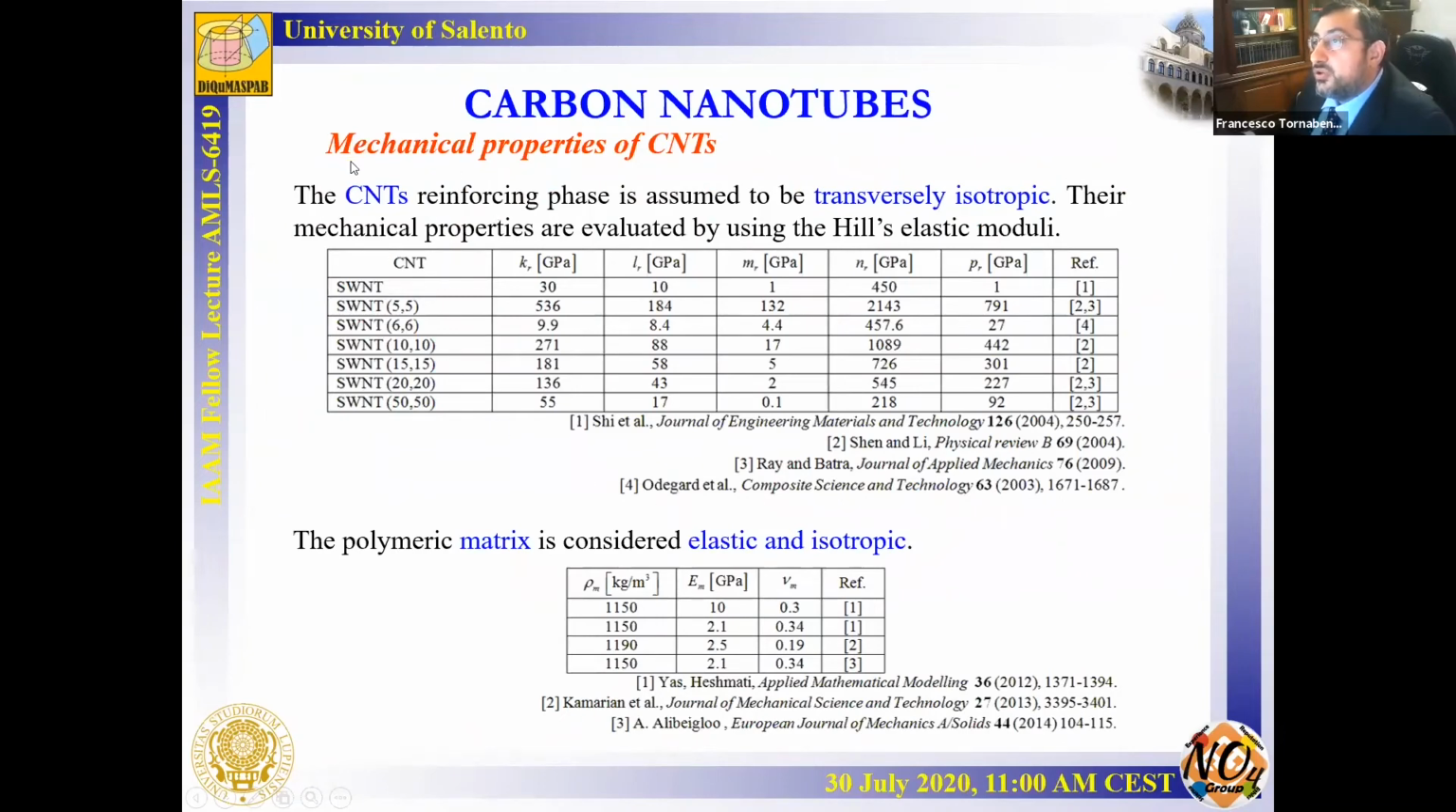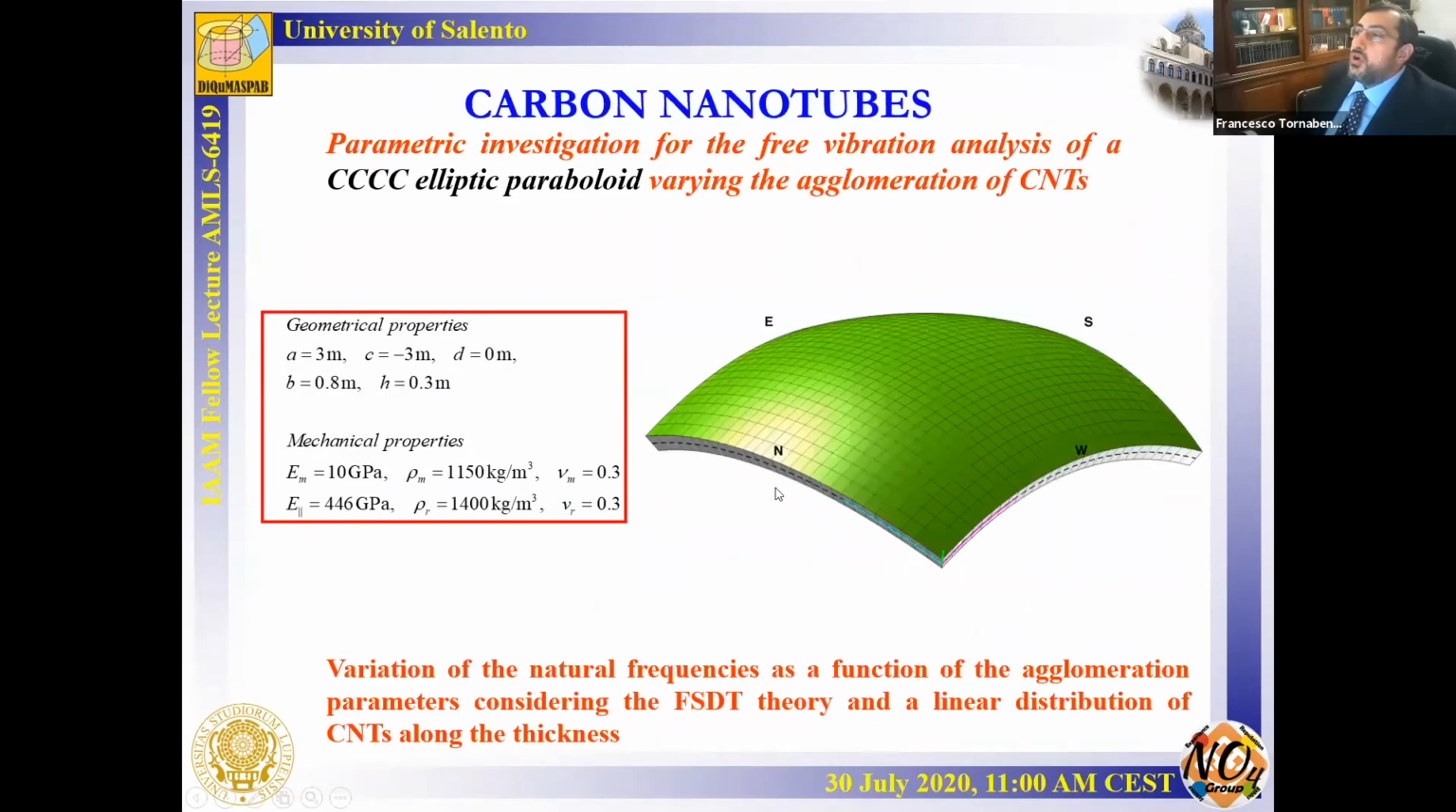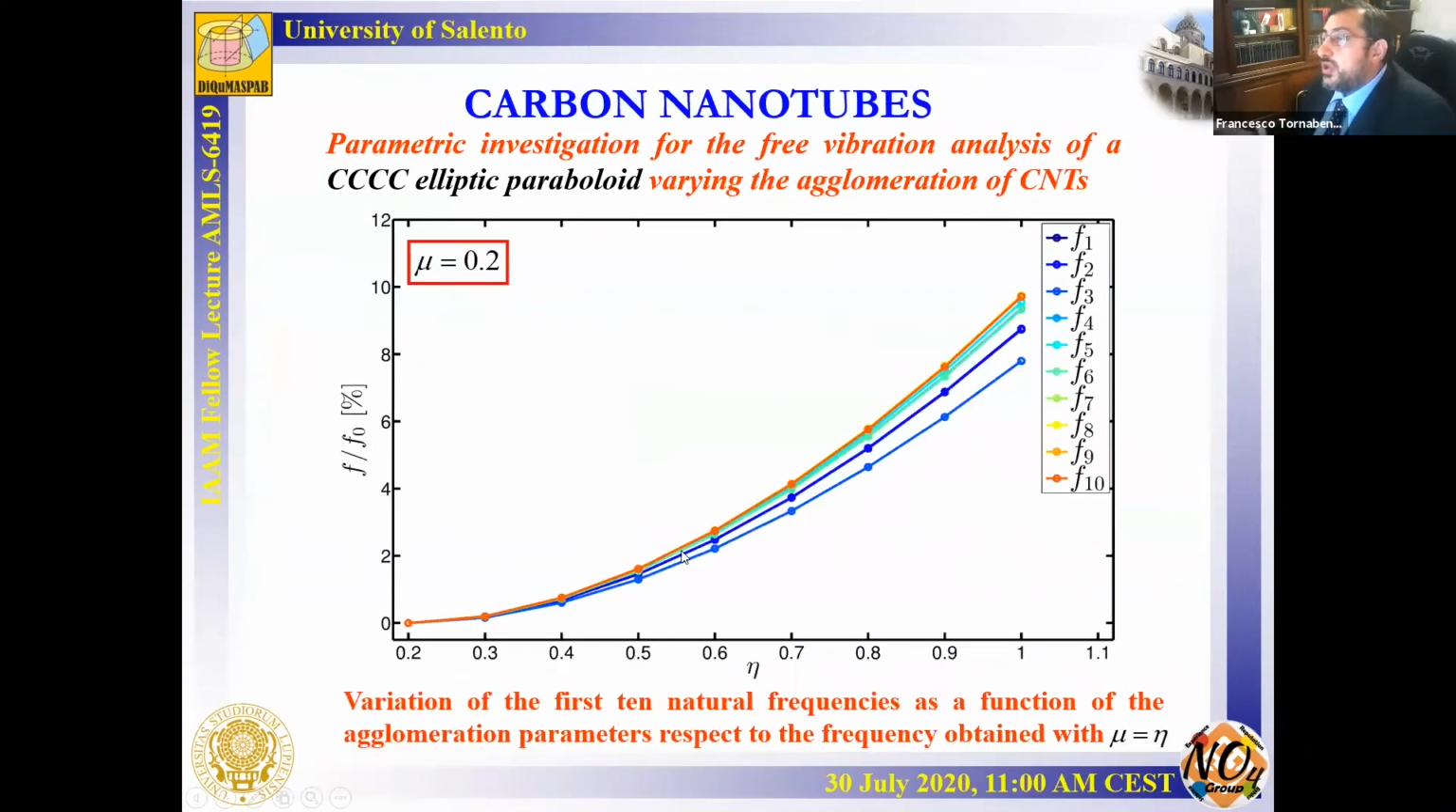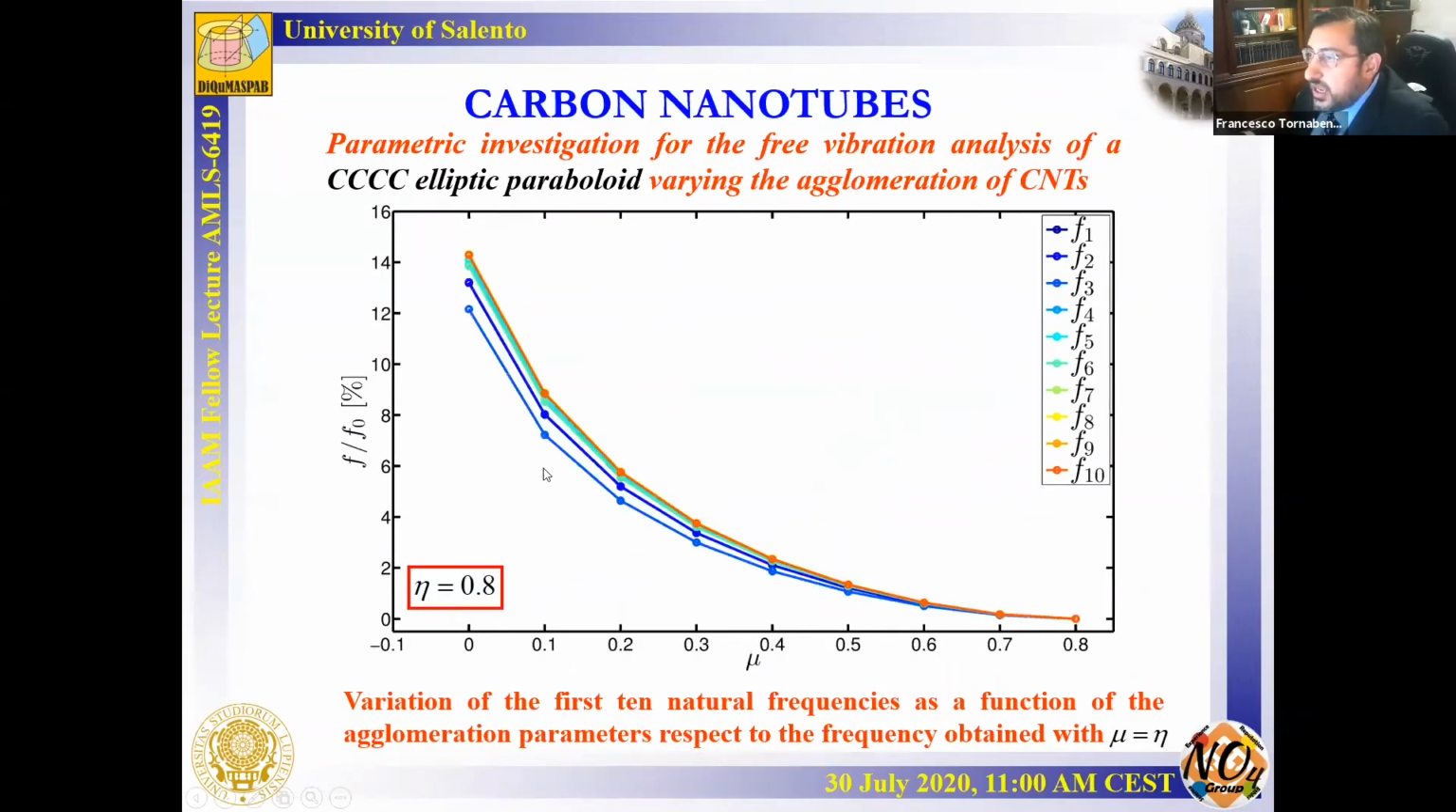Here I reported also the mechanical properties of the carbon nanotubes and the polymeric matrices, and then I start to consider the first case. I consider an elliptic paraboloid, and I show you the sensitivity of the structure in terms of the first 10 frequencies when I fix the first agglomeration parameter mu and vary the second parameter. And so if we fix the second parameter and vary the first parameter, we can see the variation in terms of the first frequencies.